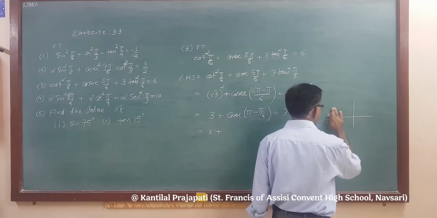And at pi, we have noticed that at pi the function remains the same. So what is the value of this function? Cosec pi minus pi by 6 is nothing but cosec pi by 6, plus 3, and the 3 cancels here, so you get 1/3 times 3 equals 1. Now the value of cosec pi by 6 is 2, since sin pi by 6 is 1 upon 2 and the reciprocal is 2. Plus 1. So 3 plus 2 plus 1 is equal to 6. So you get equal to RHS.